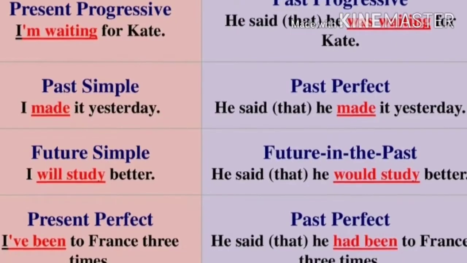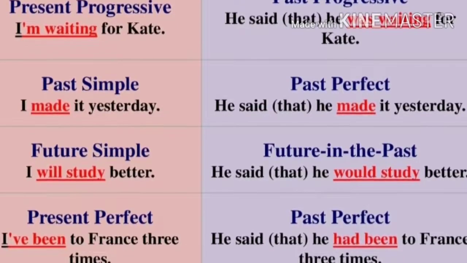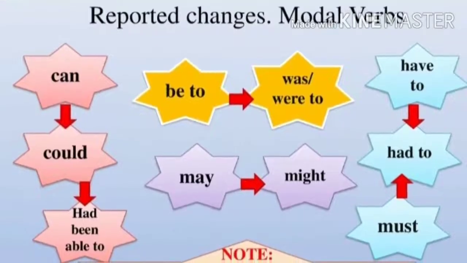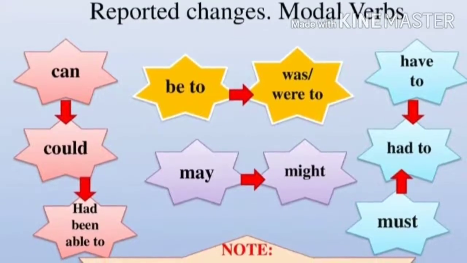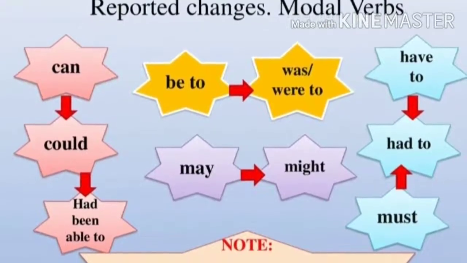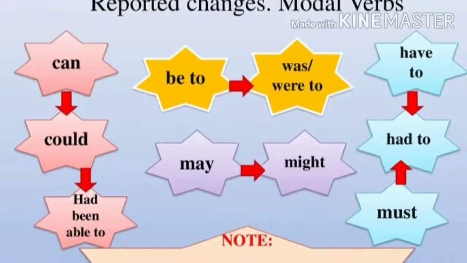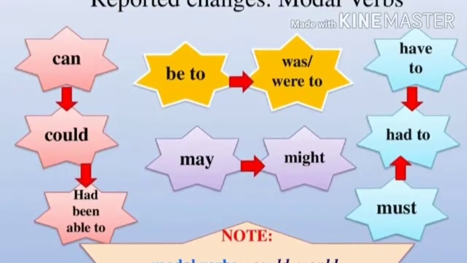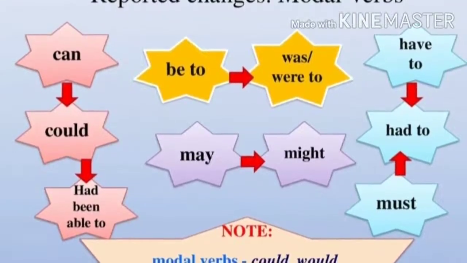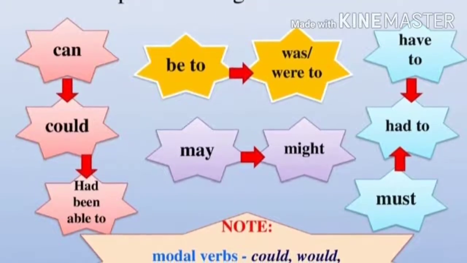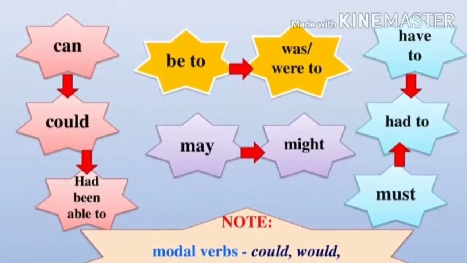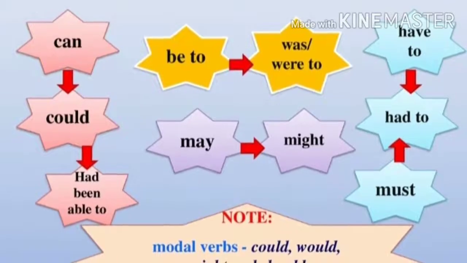Alright, hope now it's clear to all of you. Students, have a look at these modal verbs. Your can is changed to could, and students, your could is changed to had been able to. Your be is changed to was, were to. Your may is changed to might. Your have to is changed to had to, and students, your must is also changed to had to.